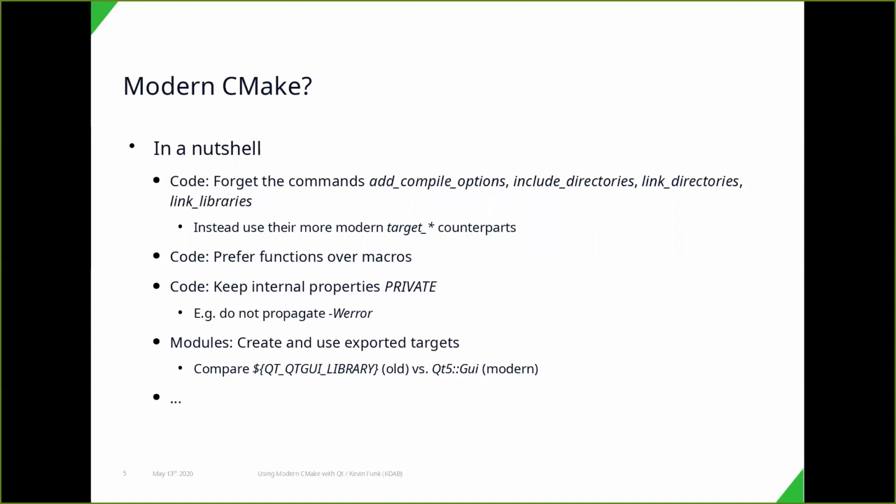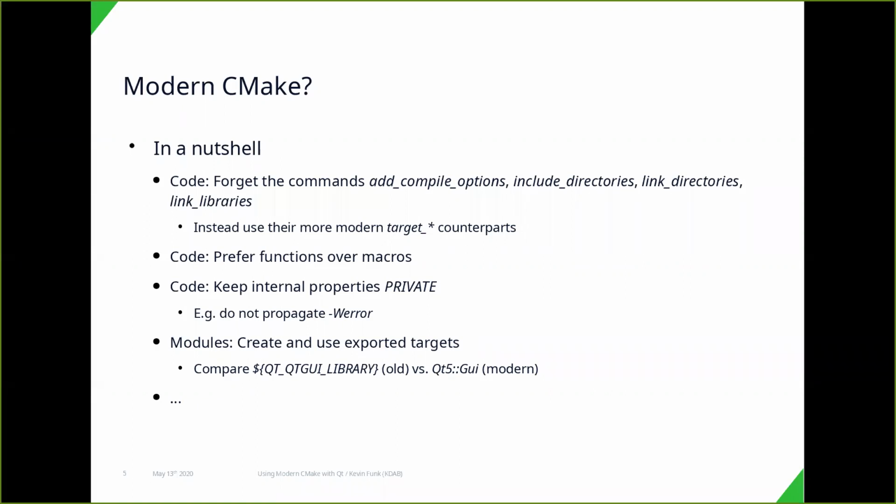Also, keep internal properties private. So do not propagate things like -Werror to users of the library. You might want to build your specific library with that warning enabled, but you do not want users to have to use that flag when linking against the library. So it's all about keeping state clean in modern CMake world.